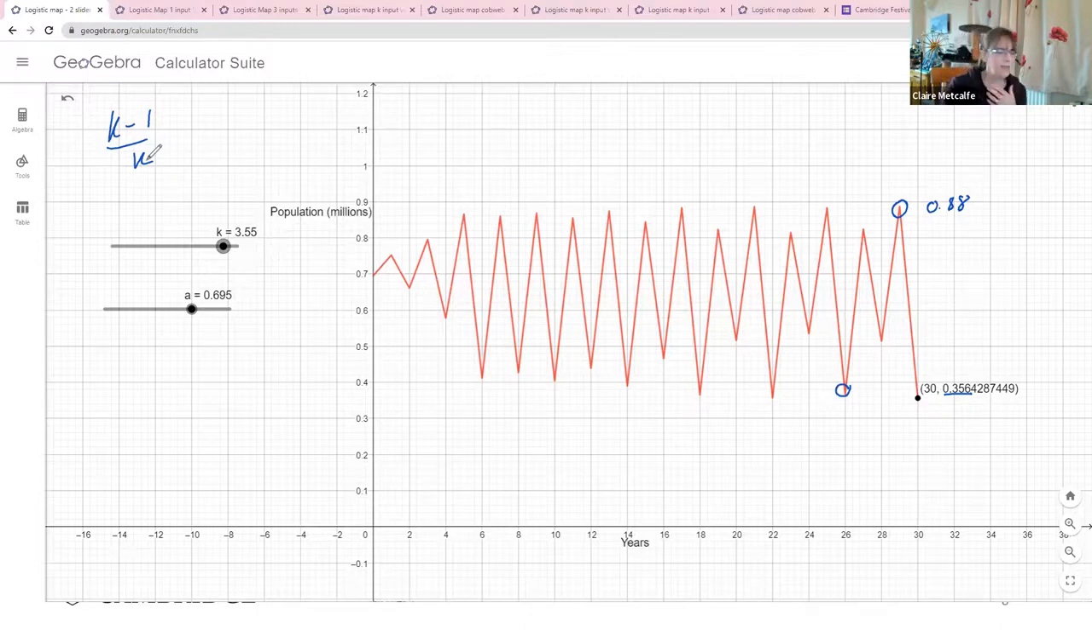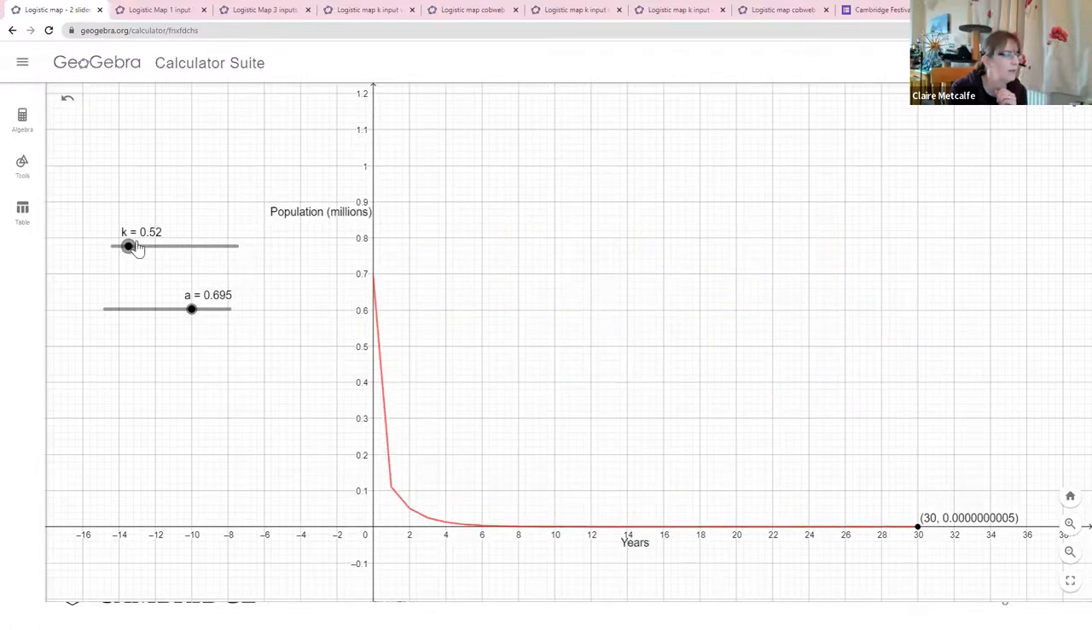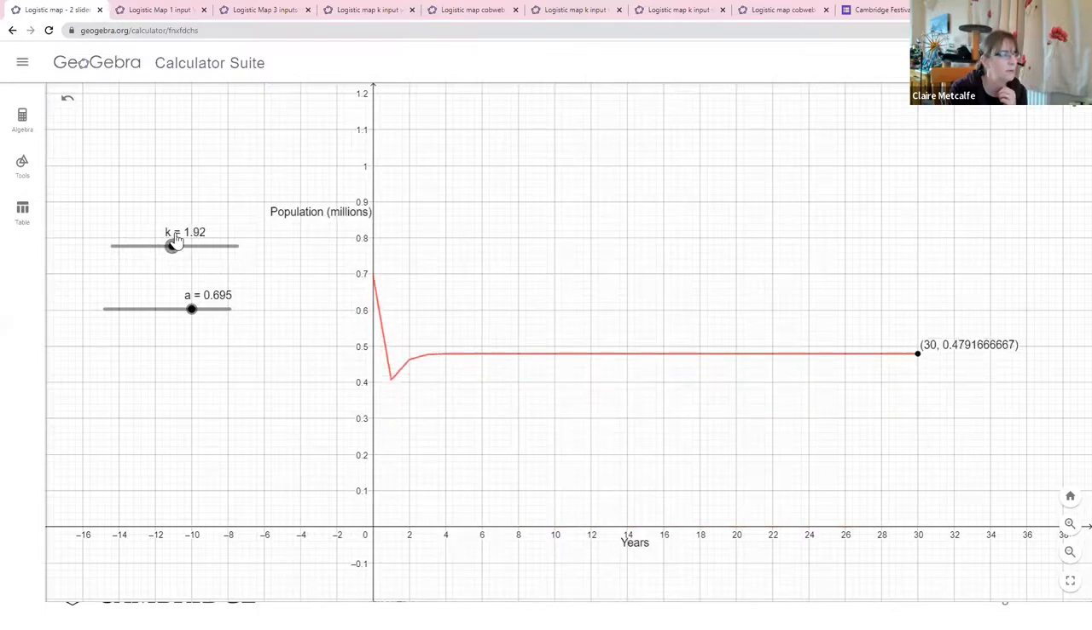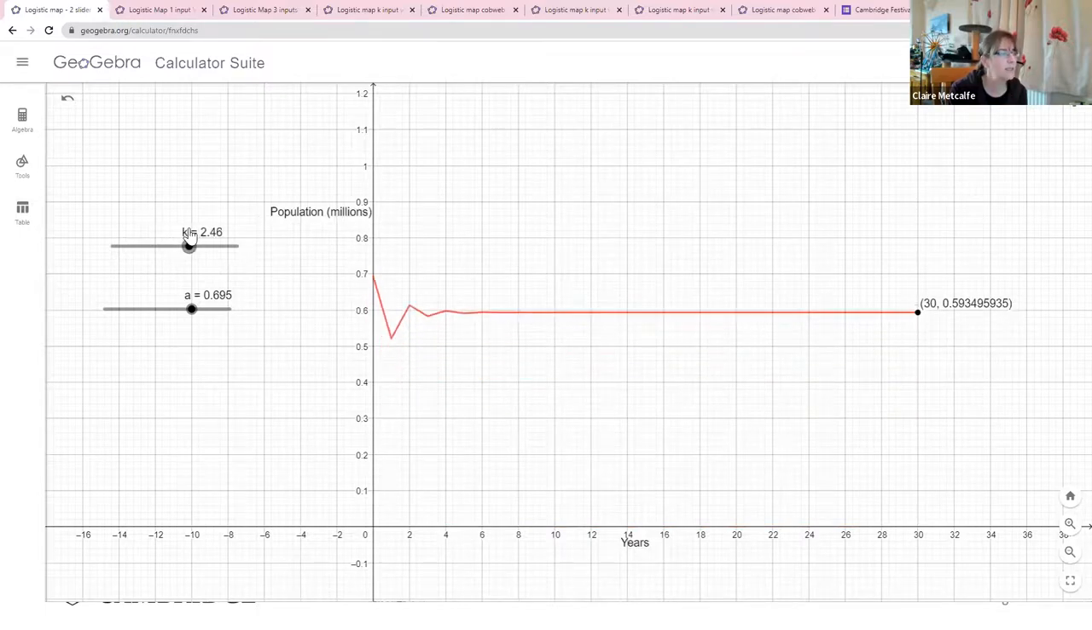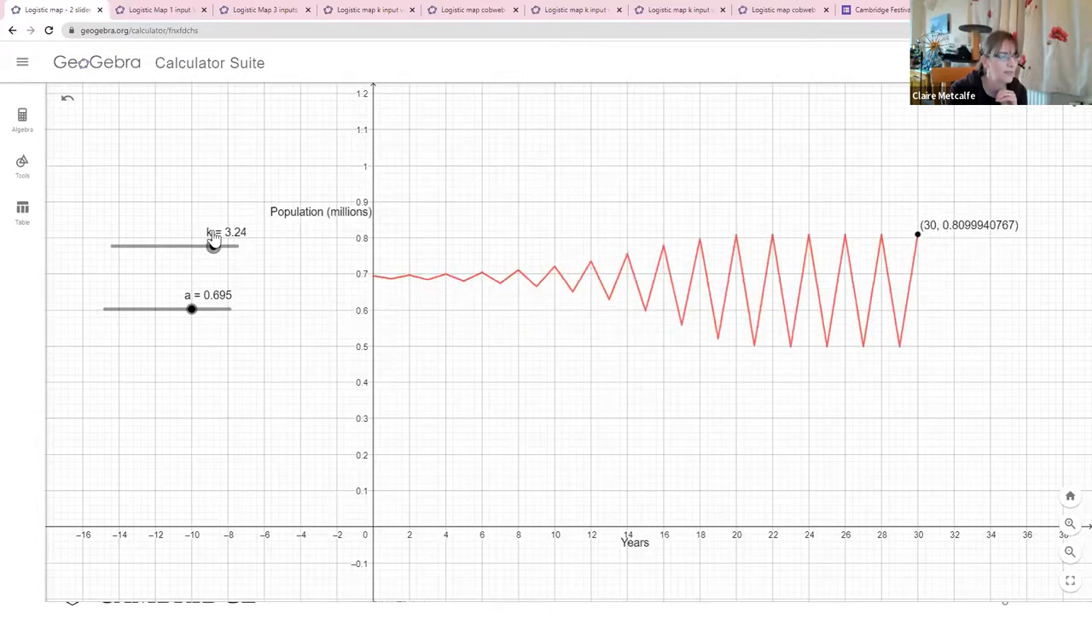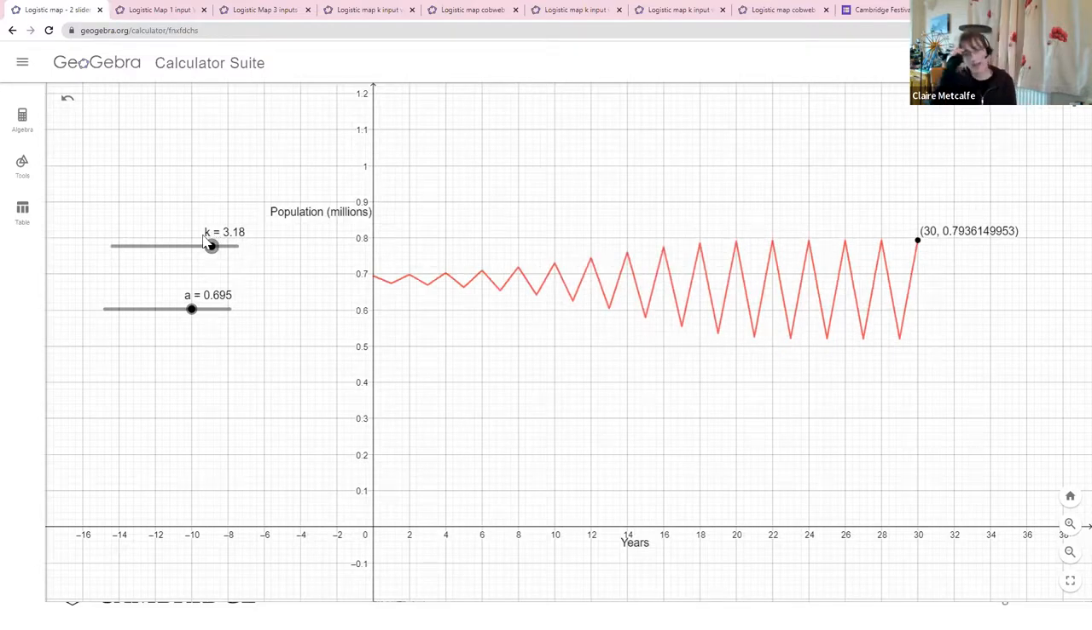Okay, so here's the next question. What happens if K gets even bigger? So we started with small values of K where it died out. We got bigger where we ended up going into this stable state. And then we started getting to the point where we started to wobble. So the question is, what starts to happen as K gets even bigger?